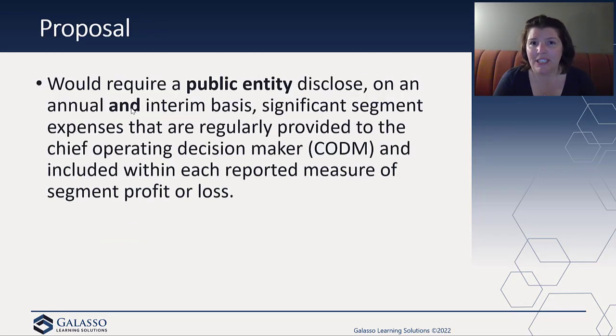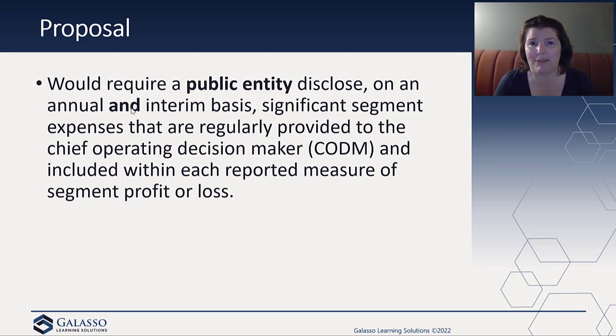So this is a very niche proposal. It obviously impacts segment reporting or disclosures, and it would require a public company, again, not going to impact private companies, to disclose on an annual and interim basis the significant segment expenses that are regularly provided to the chief operating decision maker and included with each reported measure of segment profit or loss.